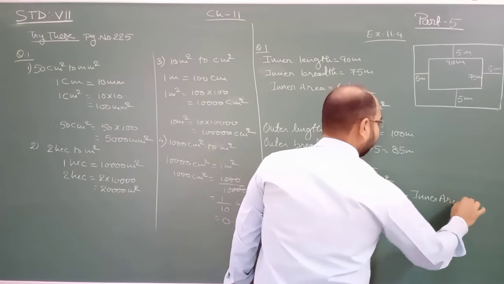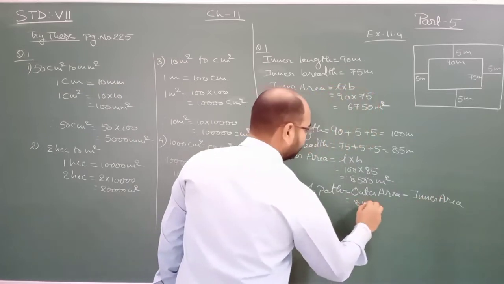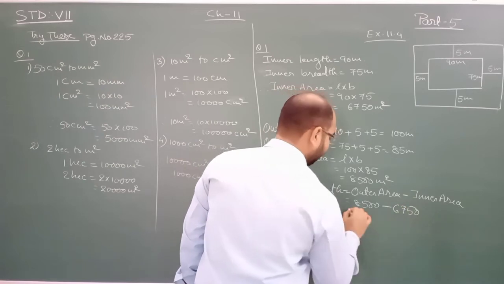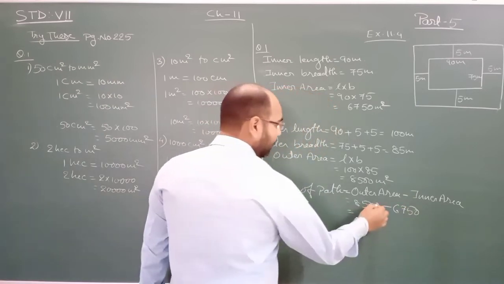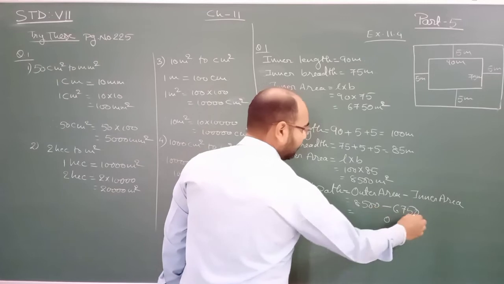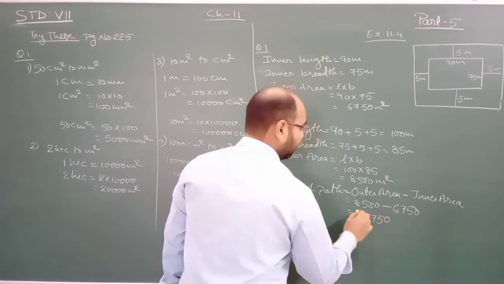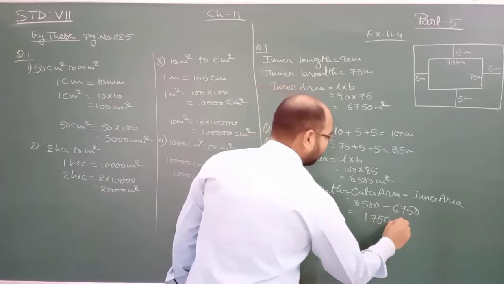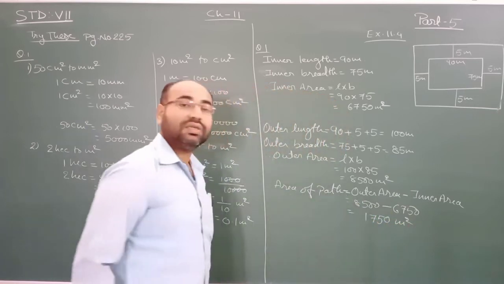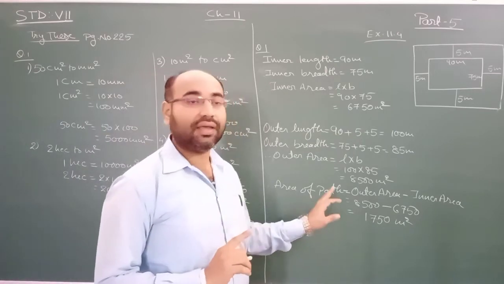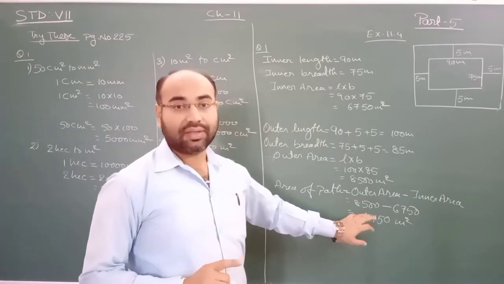Inner area, so outer is how much, 8500 minus 6750, so 0, 10 minus 5 is 5, 14 minus 7 is 7, and 7 minus 6 is 1, so this much meter square is the area of the path. ये path का एरिया हमको मिल गया, that is what we have to find.